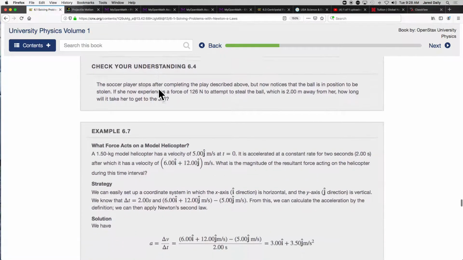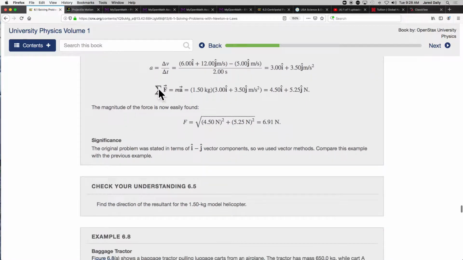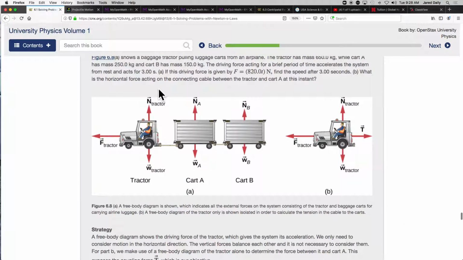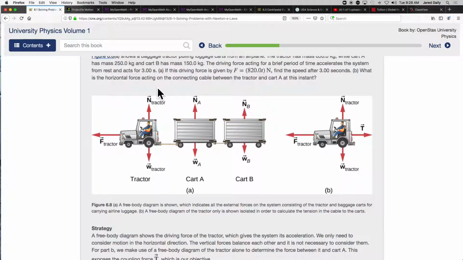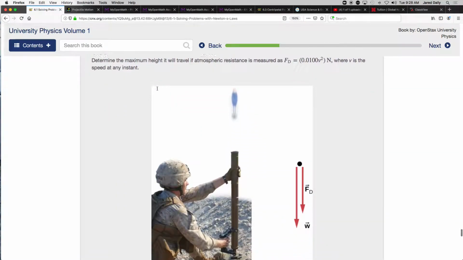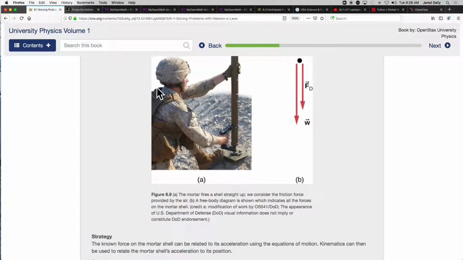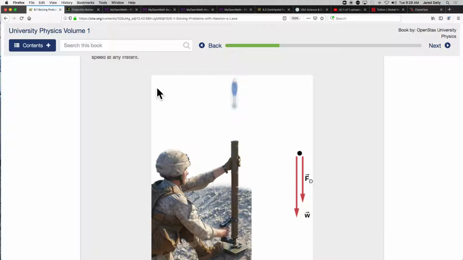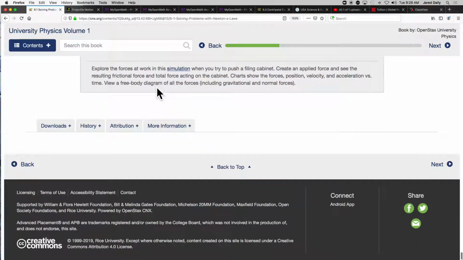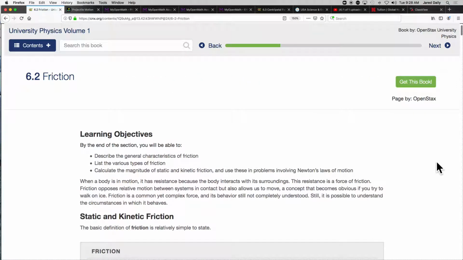So we covered a bunch of force problems. We didn't do all the force problems that we could have possibly done. There are more in these things here. But we're going to move on to friction.